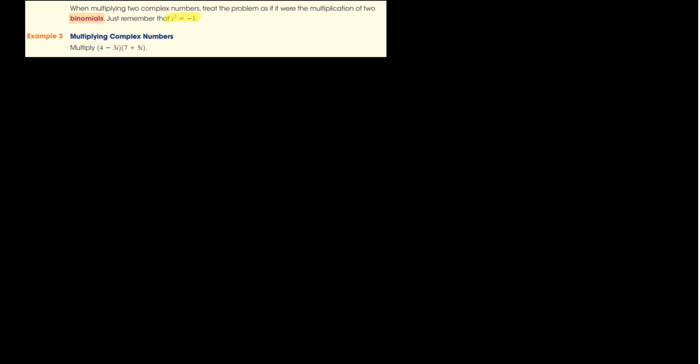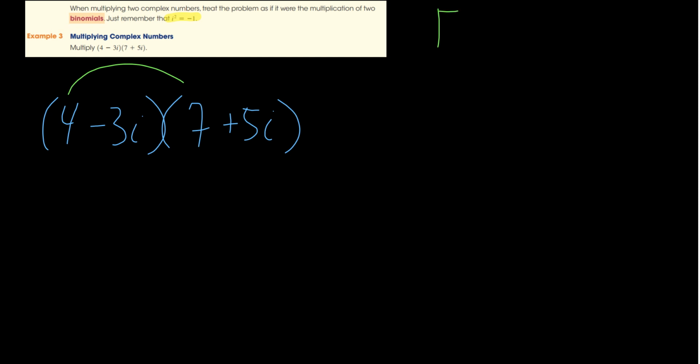Okay, so let's do this. We're going to multiply, and we'll write this out so I can show the FOIL process. FOIL stands for first, outer, inner, last. Now, it's really just the distributive property, but it's unique to two binomials. So we FOIL through: the first, and then the two outers. Let's do that real quick.